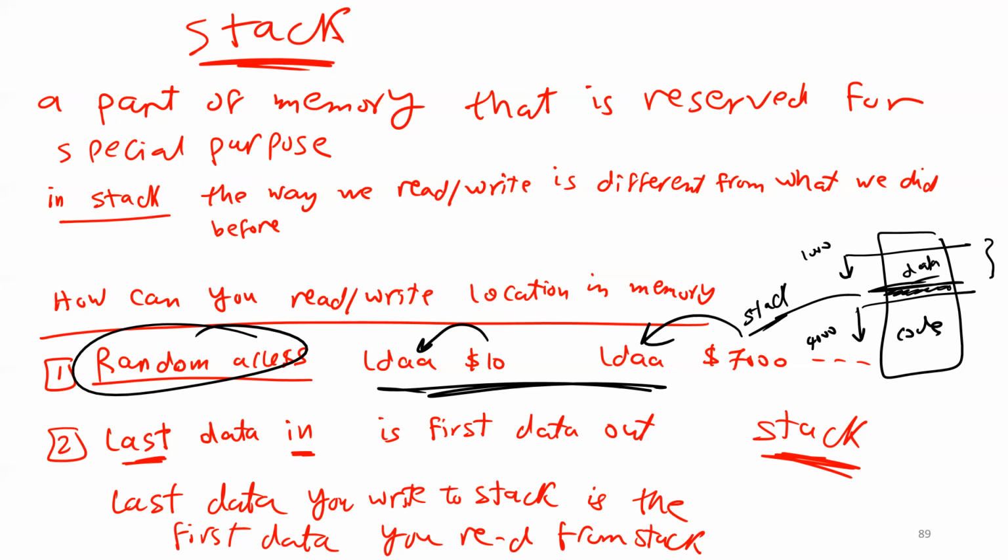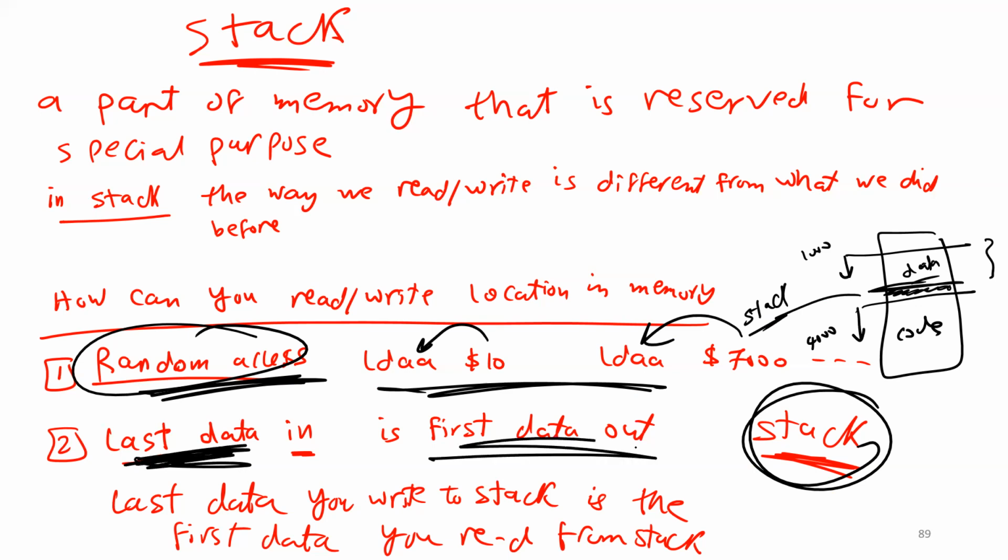However, stack is still a memory, but the way you are going to read or write is different from what we did before. How? Because the way I'm going to read or write a stack is last data in, first data out. So you don't have the freedom to select and read any location. There is a specific order. This is a specific way to read or write. So the last data you write to the stack is actually the first data you are going to get from the stack.